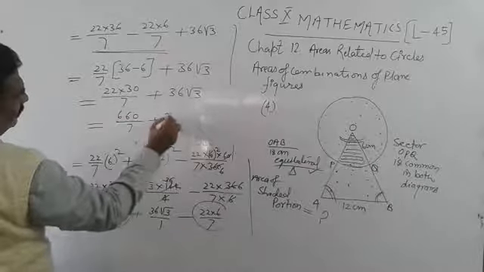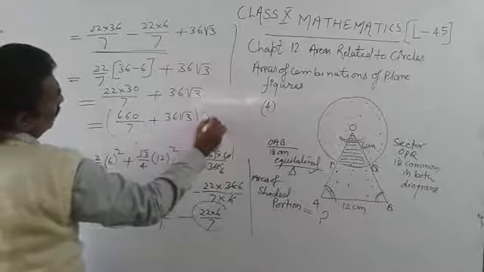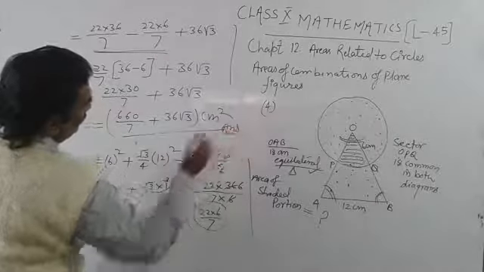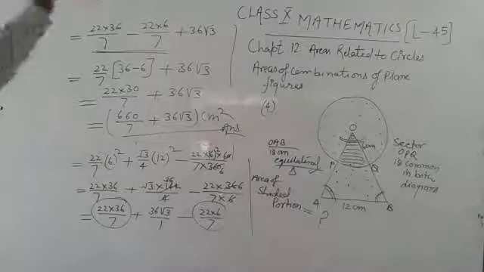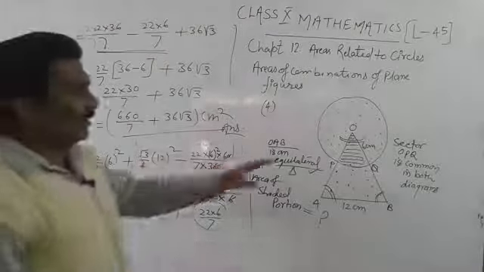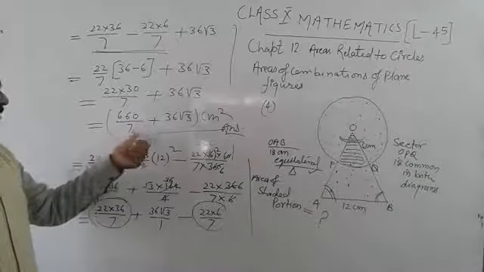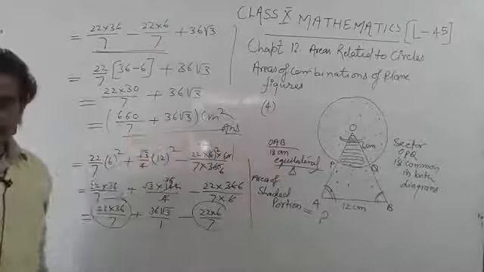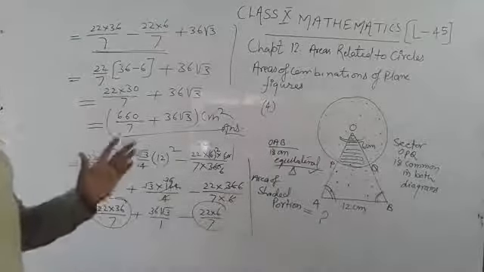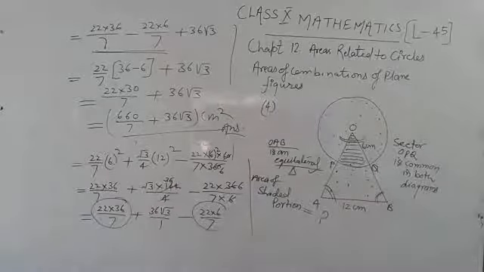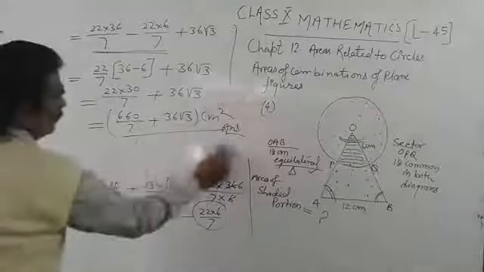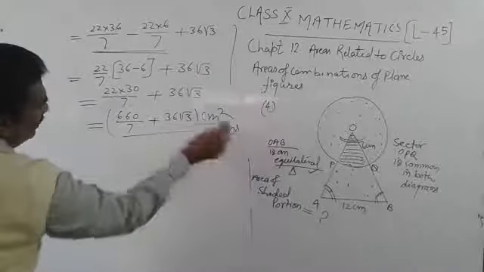660 upon 7 plus 36 root 3 centimeter square is the answer. Okay students, so write down the answer, meaning the area of shaded portion. So the area of combined shaded portion is this: 660 upon 7 plus 36 root 3 bracket close centimeter square. So students, write down the solution. Okay, so this is the answer.